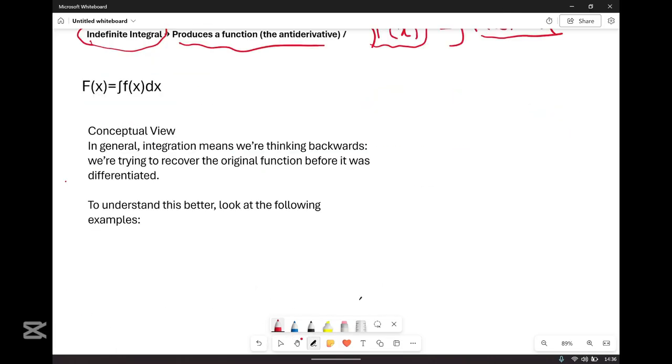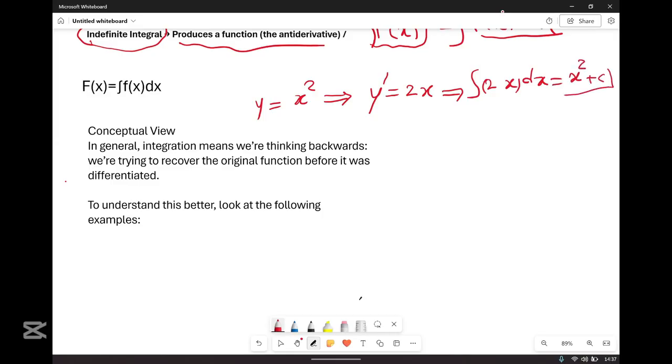One more thing is so important. Integration is exactly the inverse of the derivative. For example, when you have y equals x power 2, the derivative is 2x, which implies that the integral of 2x dx is exactly x power 2 plus c. What is the c exactly, guys? This c is a constant and you must put it in any integration.